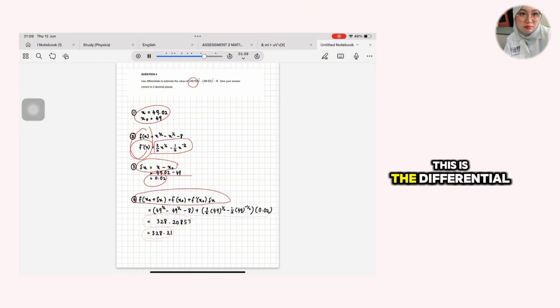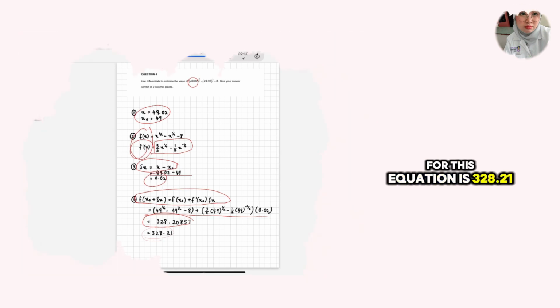Then we need to determine the function value at the new point using the differential formula. This is the differential formula that we use. Then we need to substitute the values of f(x), f'(x) and delta x into the differential formula. So we can get the answer, which is 328.20857. Then we need to round the answer to 2 decimal places. So the final answer for this equation is 328.21.